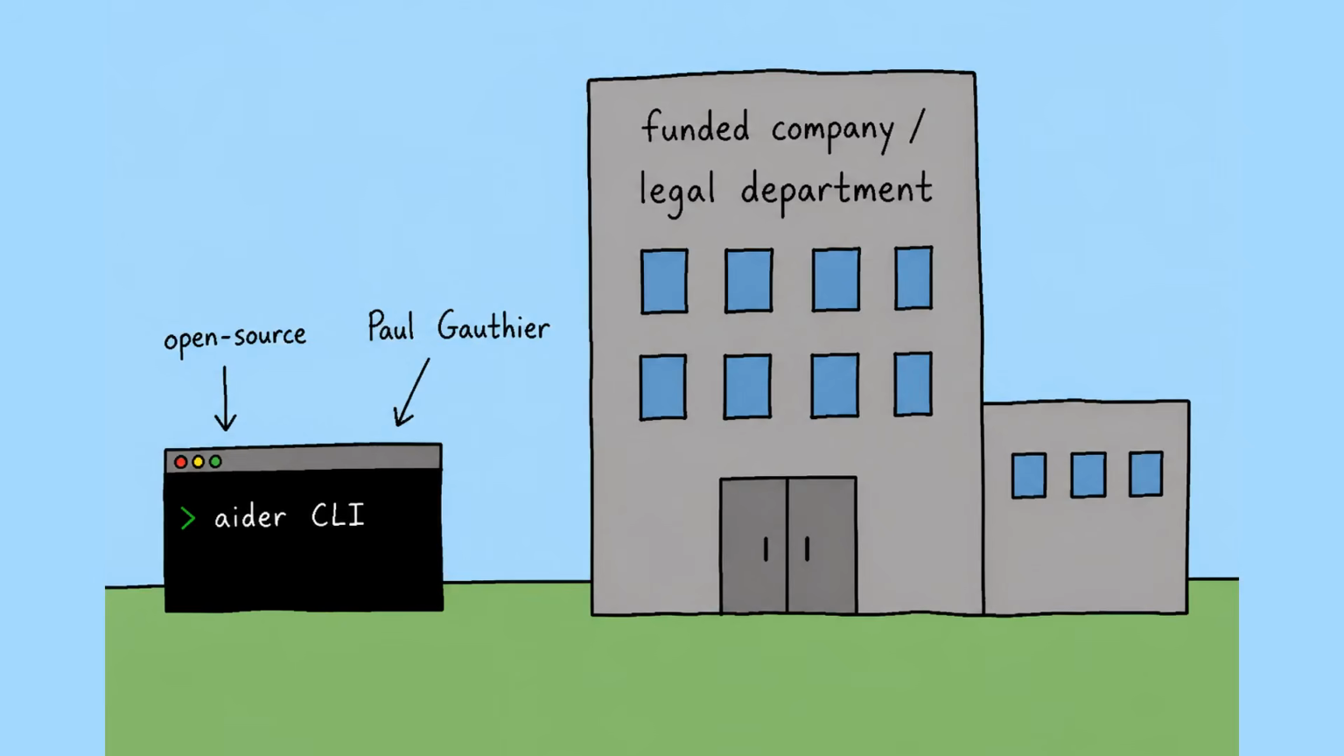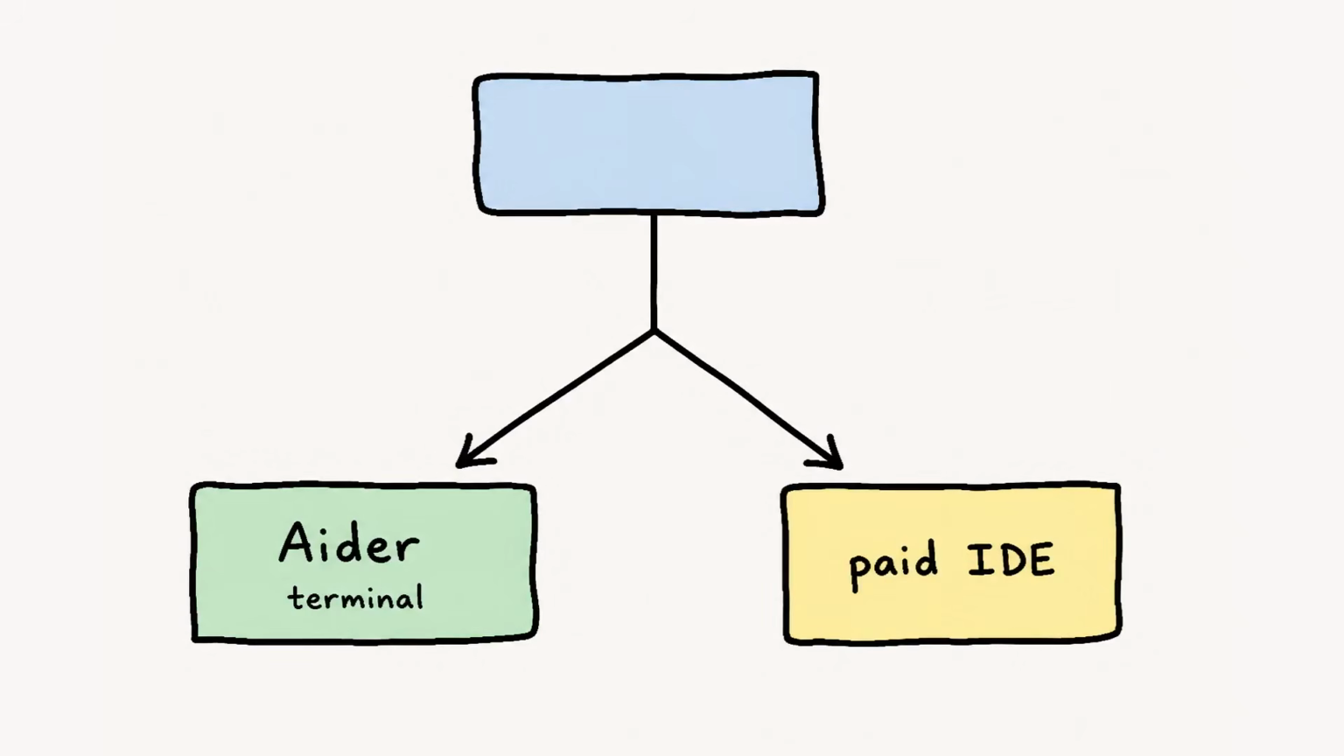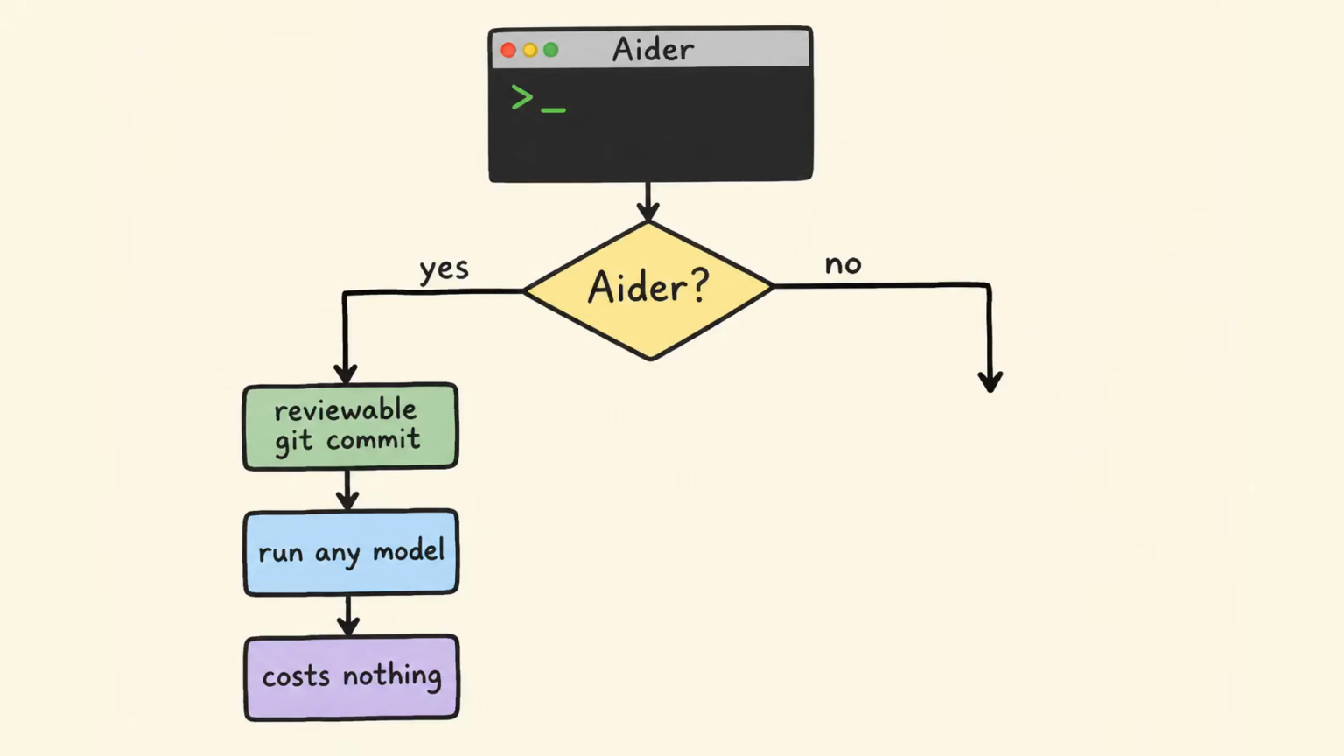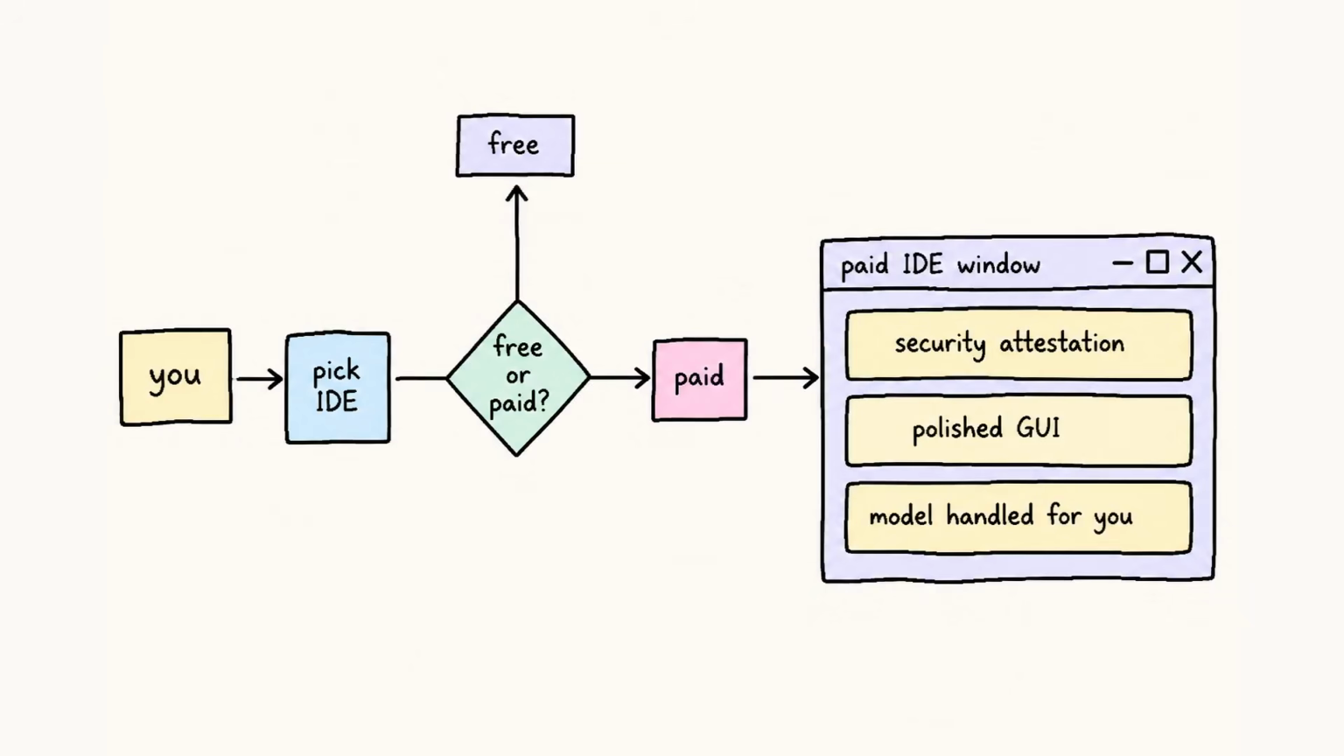So here's the fork, and it's cleaner than the trade-off list makes it sound. If you live in the terminal and you want every AI change to land as a reviewable Git commit instead of a black box edit, with the freedom to run whatever model you like, Aider is your tool, and it costs nothing. If your blocker is that security attestation, or you just want a polished graphical experience with the model handled for you, a paid IDE is the honest pick. Neither is wrong. They're built for different people.